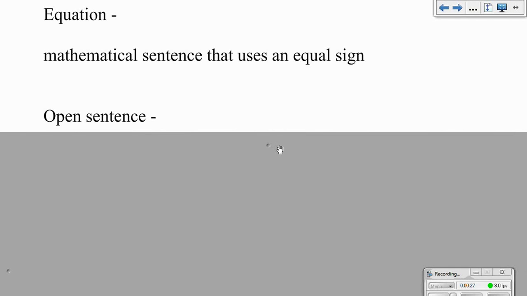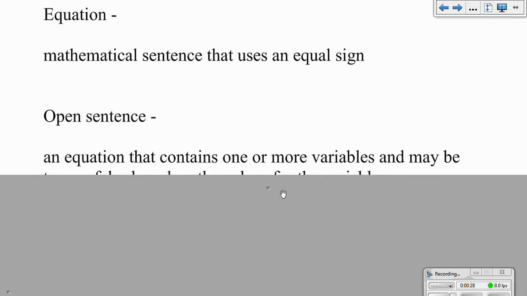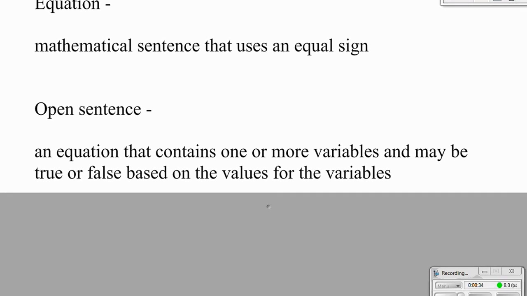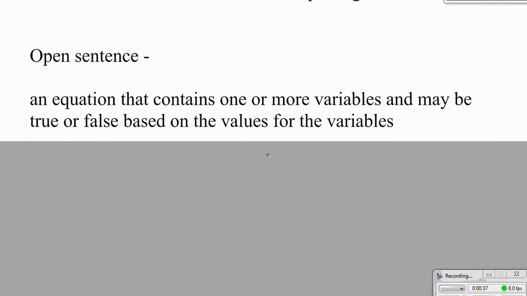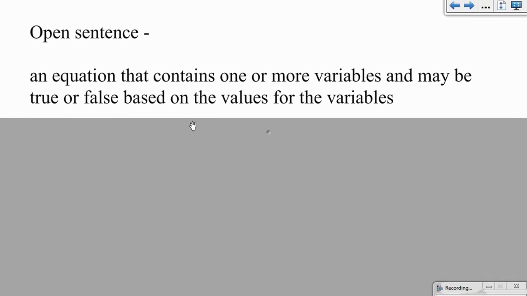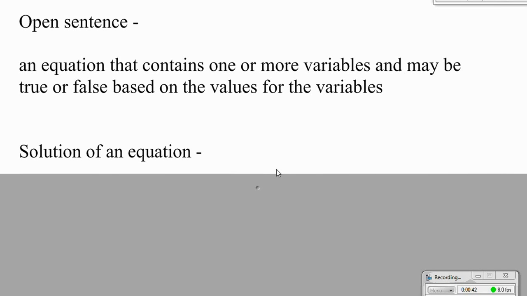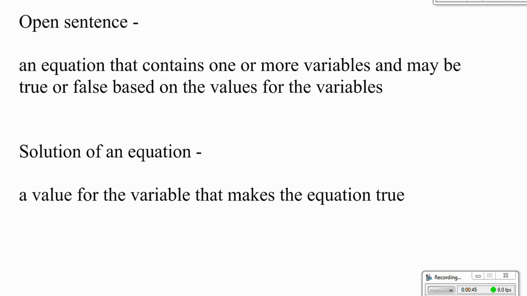An open sentence is an equation that contains one or more variables, and it may be true or false based on the values for the variables. A solution of an equation is a value for the variable that makes the equation true.